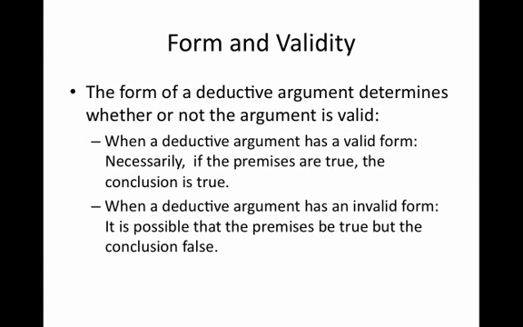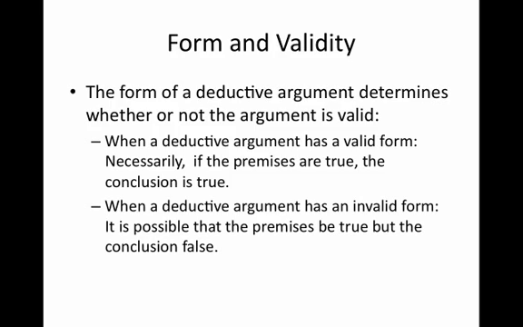Alright, well, the form of a deductive argument determines whether or not the argument is valid. When a deductive argument has a valid form, necessarily, if the premises are true, the conclusion is true. But when a deductive argument has an invalid form, it is possible that the premises be true, but the conclusion false. By the way, this is extremely important. This slide right here, what's on this slide. So it bears repeating. This will probably show up on a quiz.